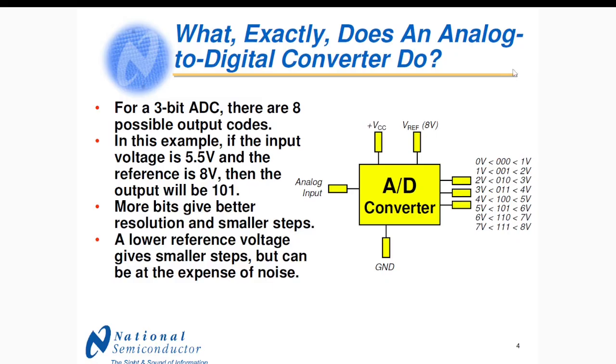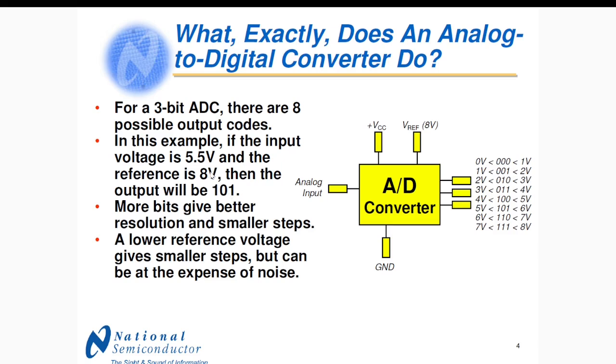So what exactly, I think I already mentioned it, but these bullet points are very good ones to understand. So we are talking about a 3-bit ADC. So 2 to the power 3 is 8 possible output codes. And in this example, if the input voltage is 5.5 volts and the reference voltage is 8 volts as we discussed, then the output code will be 101.